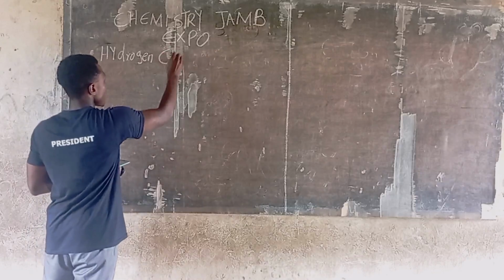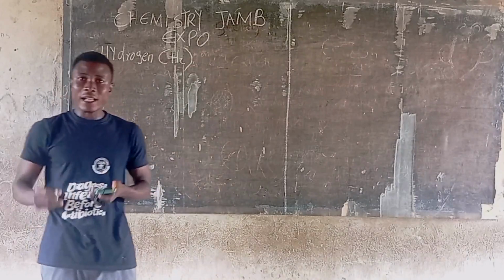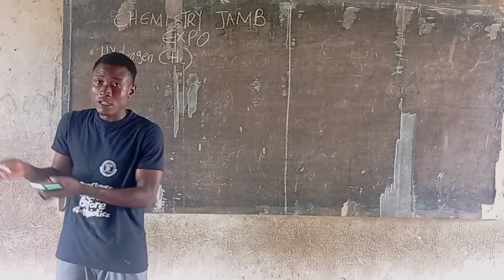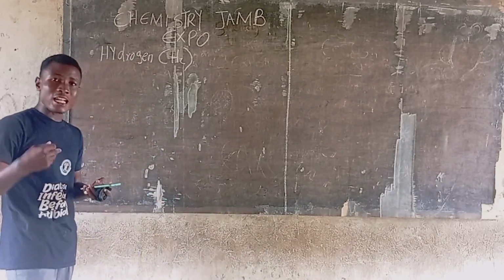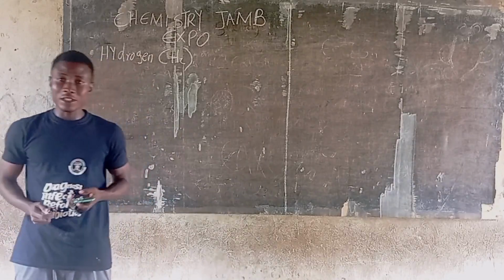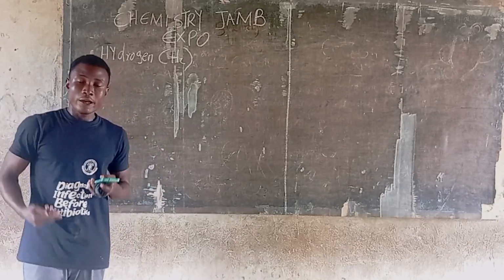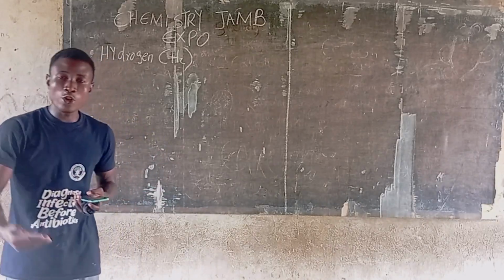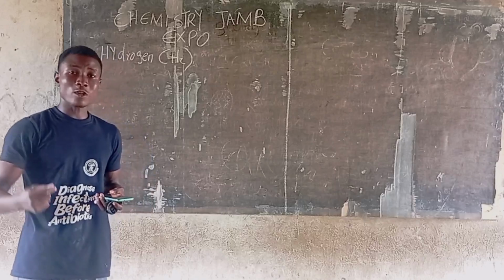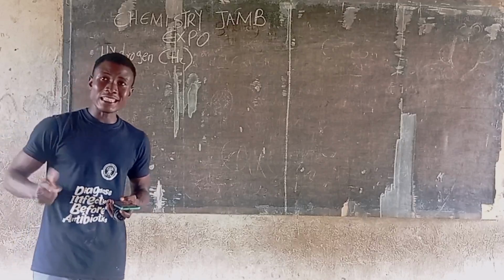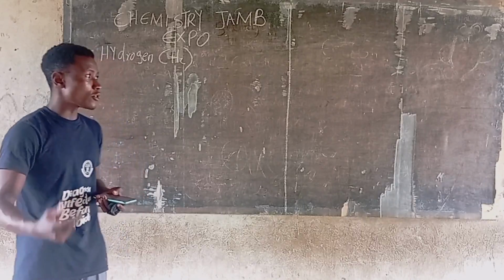H1, 2. So how is hydrogen prepared? First, we are going to talk about the laboratory preparation before the industrial preparation. So how is hydrogen prepared in the laboratory? Hydrogen is simply prepared when zinc reacts with dilute hydrochloric acid. Zinc as an element reacting with a compound known as hydrochloric acid. But at this particular time, not a concentrated hydrochloric acid, rather a dilute hydrochloric acid.